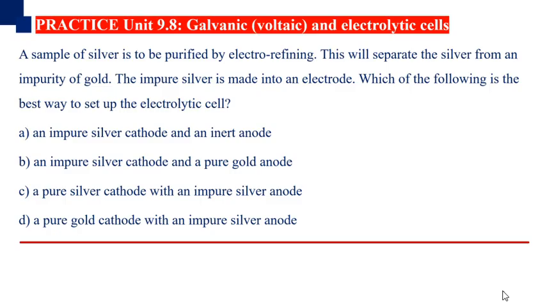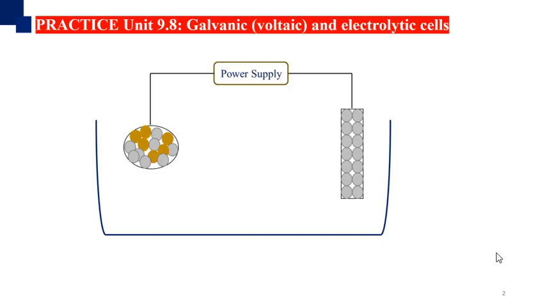So to figure out which one is correct, we need to understand exactly what is happening inside the cell. So let's say this is our cell. Our cell will look something like this. On one side of the cell, we have the impure silver, which contains gold mixed with the silver. On the other side, we have a pure silver electrode.